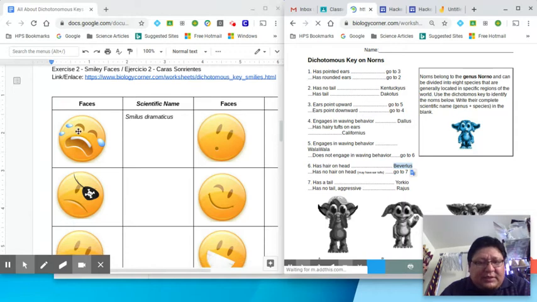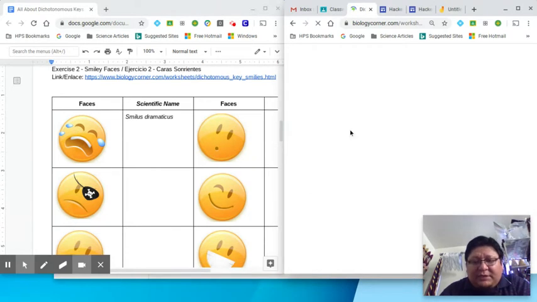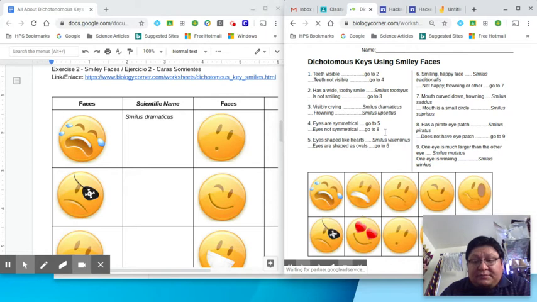So how did I do this one? It will take me once again to the key. And here we go, that's the dichotomous key. Super easy. I look at the picture. Question number one: teeth visible. Can I see the teeth? Yes. Go to number two. Has wide and toothy smile. It's not smiling. That's not a smile. Go to number three.